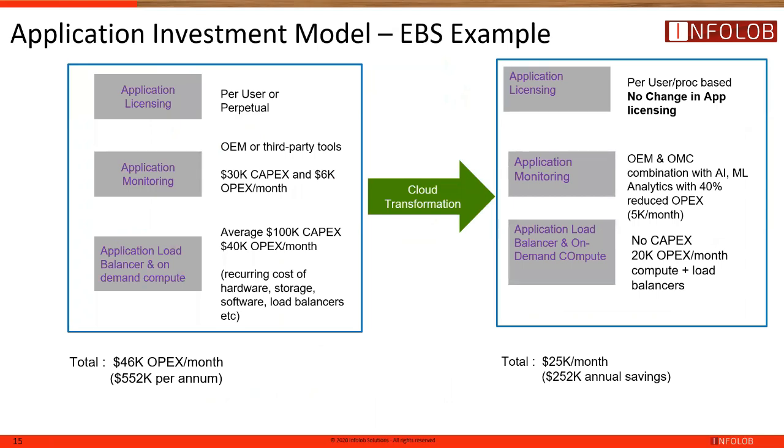Application investment. The application does not have many changes in licensing. You will be using per-user or perpetual licenses, the same as what you have currently, so no changes in the application license. But for application monitoring, you might currently be using multiple monitoring tools, Nagios, or Enterprise Manager along with Nagios and a couple more. In OCI, you can still bring your OEM licenses on a VM compute, and you can keep modernizing your monitoring framework on OMC.